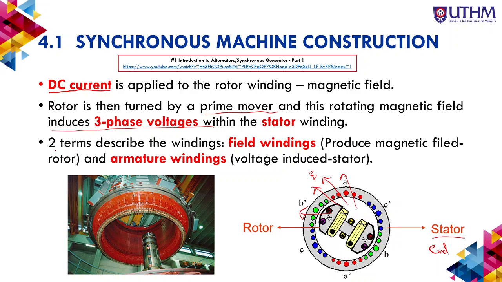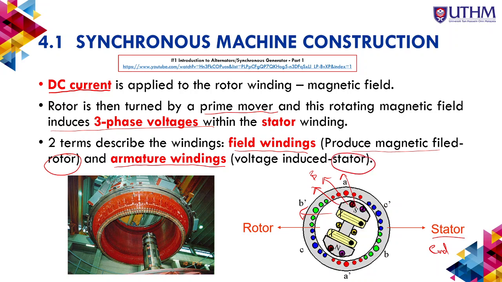There are two terms used to describe the windings. First is the field winding, which produces the magnetic field. In this synchronous generator, the magnetic field is produced at the rotor. The other term is the armature winding, which is where the voltage is induced. At this point, the voltage is induced at the stator.